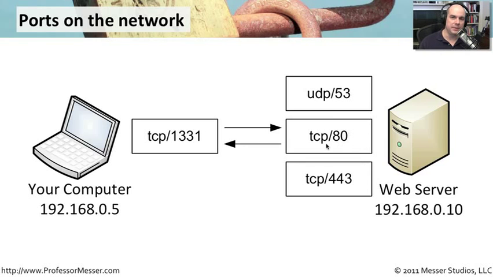If I wanted to set up a session to this web server over TCP 80, my computer behind the scenes would automatically pick a port number. Maybe that port number would be 1331. It would need to be TCP because I want to communicate to the web server over TCP. And I'll tell the web server, hi, I'd like to see your homepage, please. And I'm going to do that over port 80. When that web server receives that request, it's going to send the response back to 192.168.0.5 TCP port 1331.